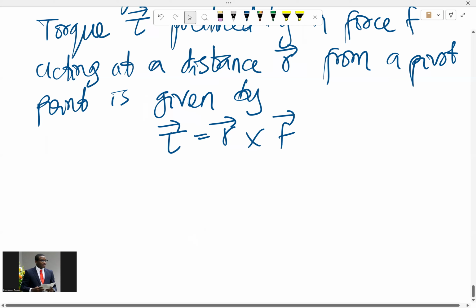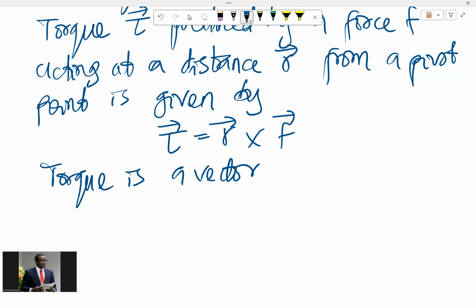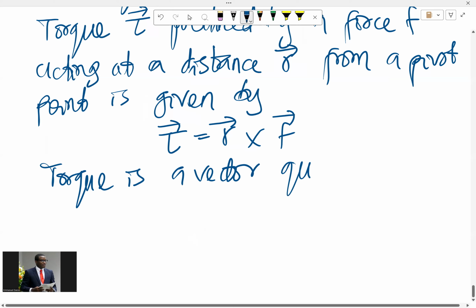So, and the application is like this. Torque is a vector quantity. So you see, work is a scalar quantity while torque is a vector quantity. Because work is scalar, that's why we have to do dot product. And because torque is a vector, we have to do cross product. So torque is a vector quantity.